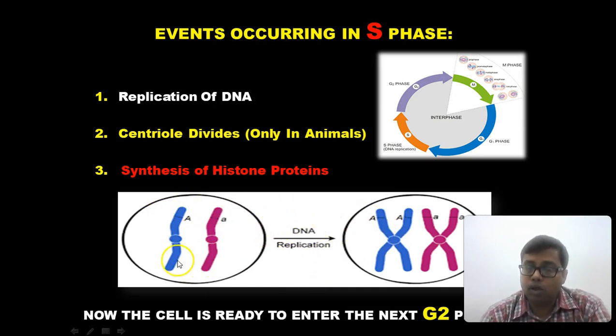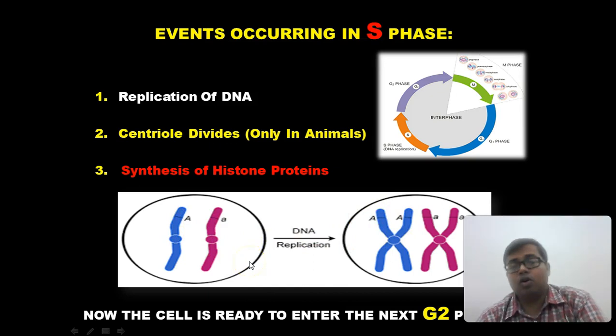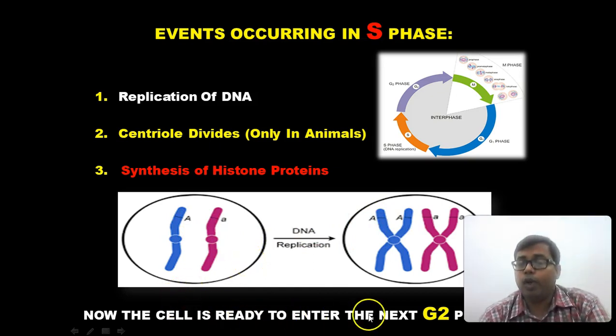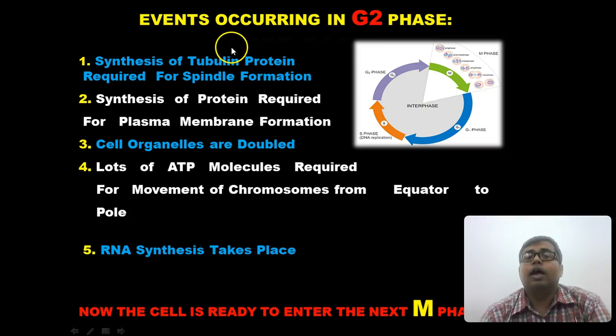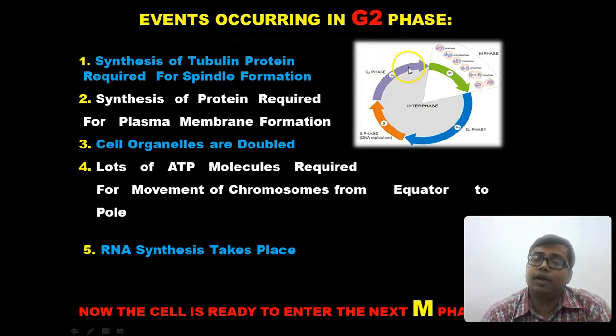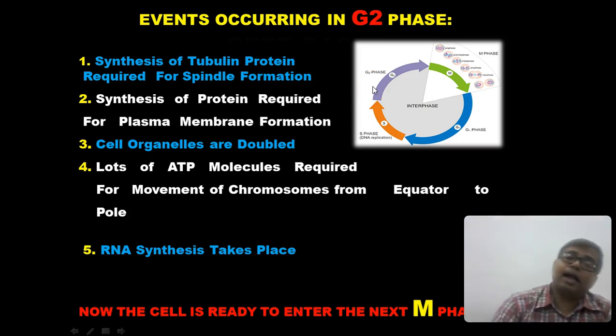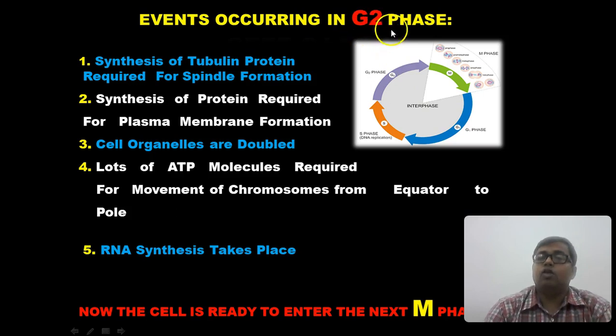In this way, the whole genome content within a cell becomes doubled in this stage via DNA replication. So after those events, this cell is ready to enter the next stage, that is the final stage of interphase, that is the G2 phase. So this is the G2 phase. G2 phase means the last phase of interphase, and this G2 phase is the final stage before the division.